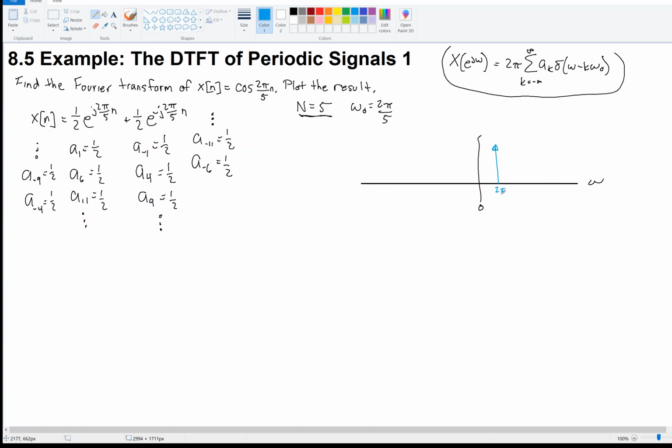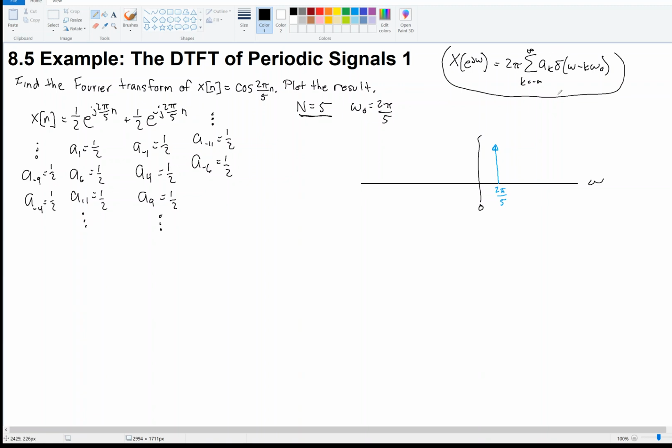2 pi over 5, and it is scaled according to 2 pi, right? 2 pi times the AK. So let me back up, actually. This is what we're plotting in the box, circled anyway: 2 pi times this sum. This sum has these AKs, but most of them are 0 except for all of these that we've listed.